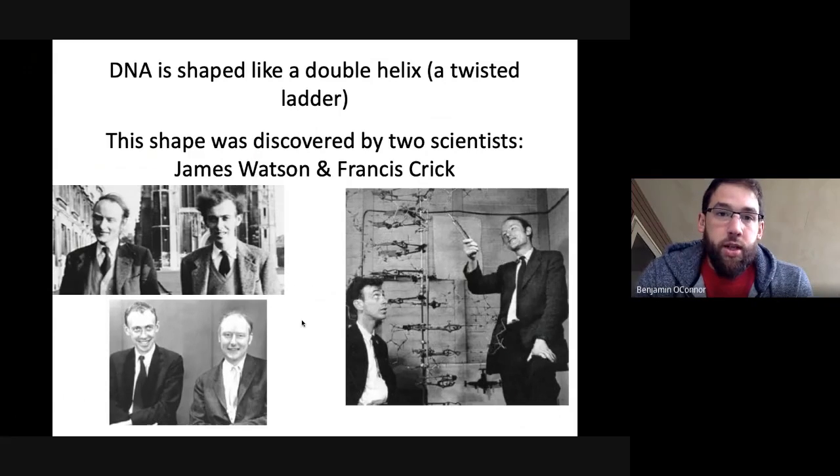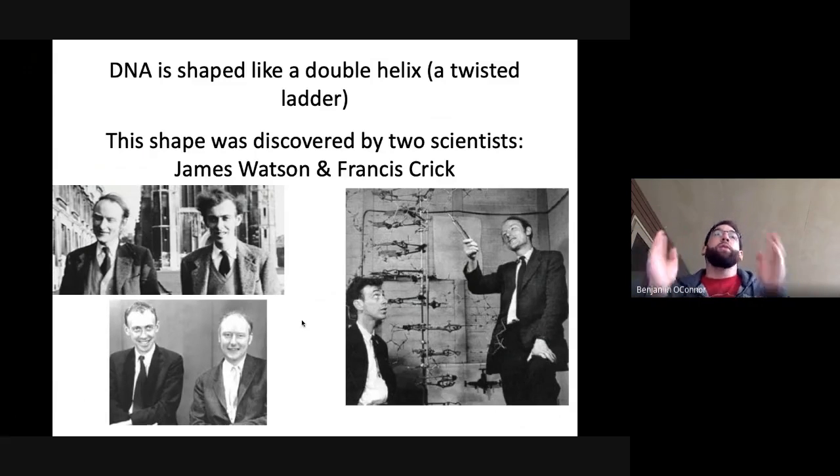DNA is shaped like a double helix, so it's like a twisted ladder. We all know what a straight up-and-down ladder looks like. Imagine if that twisted from top to bottom very tightly, making a spiral or helix shape. It's a double helix, meaning it goes two ways.